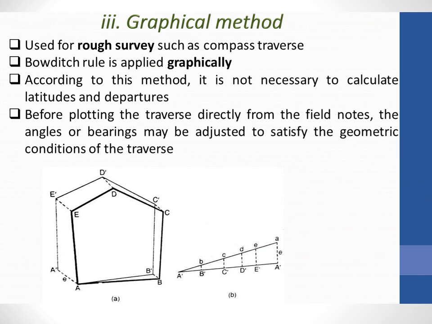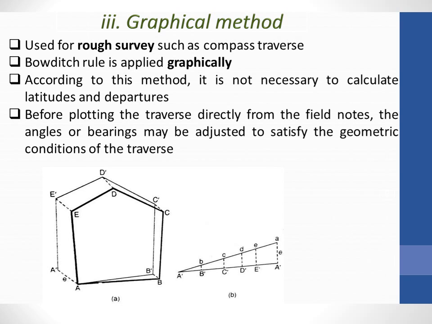So moving on to the third method, that is the graphical method. As I said earlier, no such computations or equations are there in this type of method. We are just figuring out the survey, applying some scales and plotting it so that the closing error can be neglected and we get the correct traverse. This is used for rough surveys such as compass traverse, because it is not that accurate, and the Bowditch rule is applied graphically. The same Bowditch rule is applied graphically, so this method is also called Bowditch's graphical method.